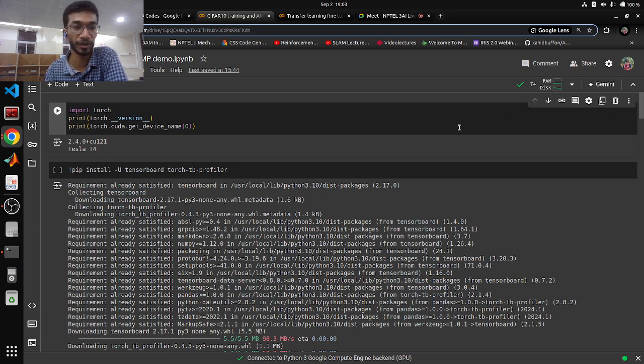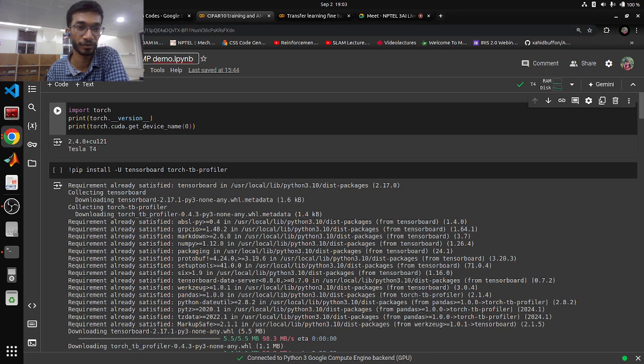So in this demo we are actually looking at the automatic mixed precision functionality that is available in PyTorch as well. The requirement for AMP is a specific version, I think 1.6 and above, of PyTorch, and even certain architecture.